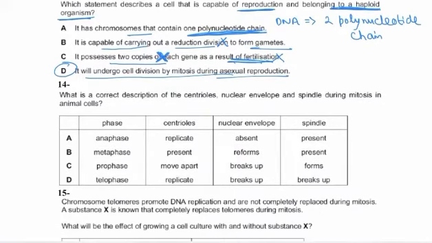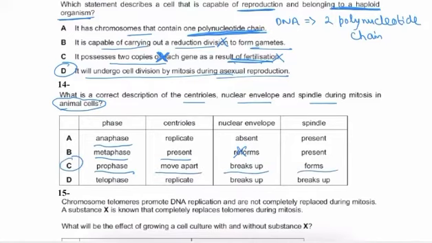MCQ number 14. What is the correct description of centrioles, nuclear envelope, and spindle during mitosis in animal cells? Animals do contain centrioles. So when we talk about anaphase, the centrioles replicate. No, the centrioles replicate during interphase. When we talk about metaphase, yes, centrioles are present. Nuclear membrane reforms. No. When we talk about prophase, centrioles move apart, nuclear membrane breaks up, and spindle forms. Yes, this is the answer. The fact.